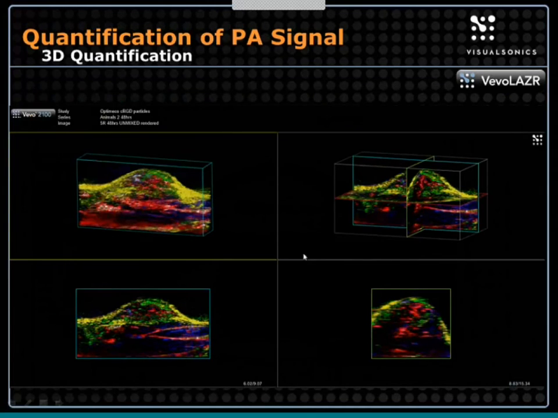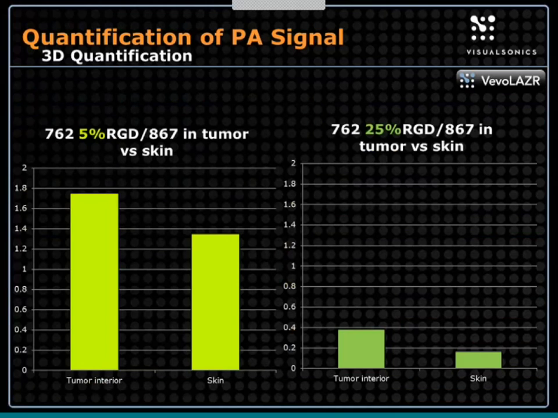And of course, we can do this in 3D as well. So we can draw these 3D regions to have a 3D volume containing the skin and a 3D volume containing the tumor interior as well. And here's what we end up with. So let's take a look at this one first. This is the 5% RGD divided by the 867. So it's a ratio of the one to the other in the tumor versus the skin.